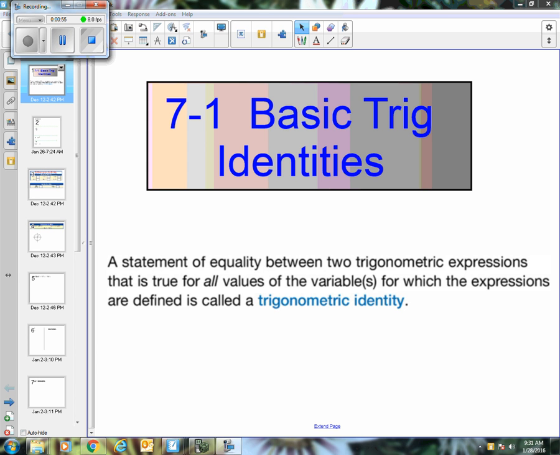So before we get into doing anything with that, I just want to talk about what an identity is. Basically, an identity is a statement of equality. So we have an equality between two trig expressions that's true for all values of the variables. Doesn't matter what the variable is, what that angle measurement is, it's always true. So that's called a trigonometric identity. Think of the word identical. They're exactly the same. So it's a statement of equality. So we're going to be working with those today.